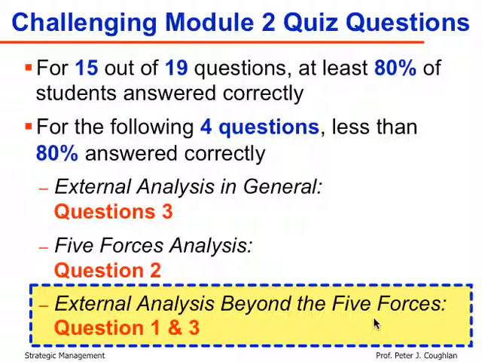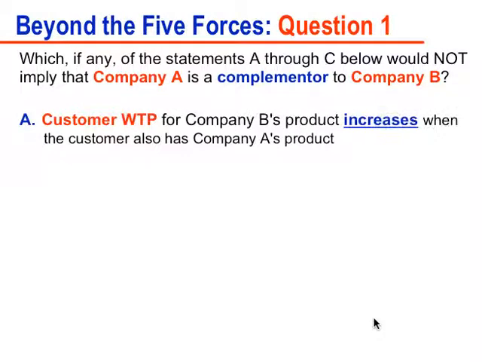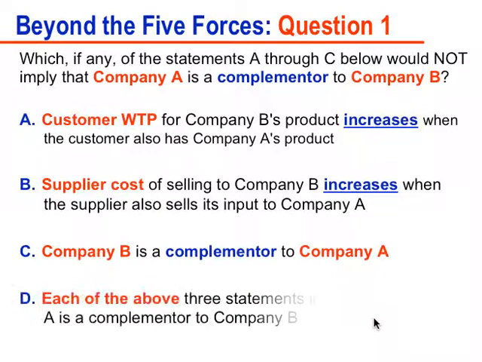All right, so then the last two questions that were problematic were in the final section here on external analysis beyond the five forces, questions 1 and 3. Question 1 was basically saying, what does it mean to be a complement? So here it said, which, if any, of the statements A through C below would not imply that company A is a complementer to company B? Right? And we had the different answers, and we're going to go through each one specifically, so I'm not going to read them right now. I've purposely changed the order.